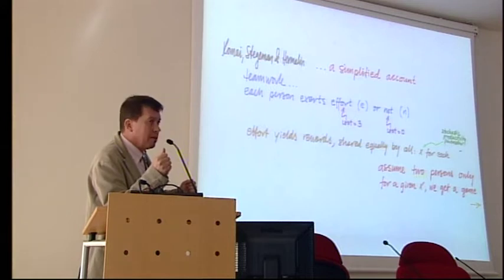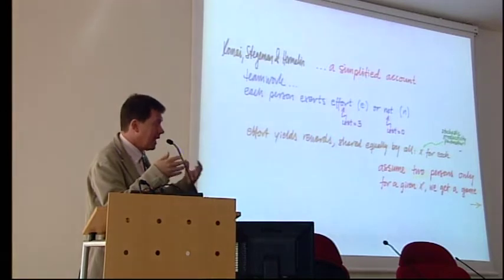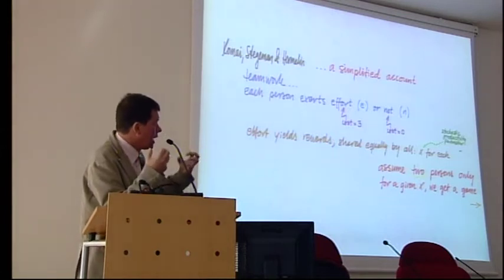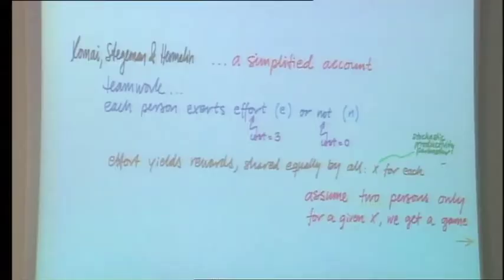Okay. Now I'm going to simplify further and assume that the team actually consists of only 2 individuals. Everything I say, the authors actually look at richer settings with more individuals and more complications, but I'm going to look at a setting with just 2 players. And then it turns out that for a given X, you get what game theorists would call a game.